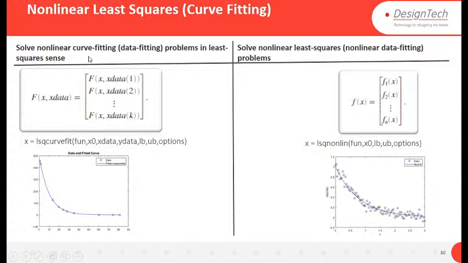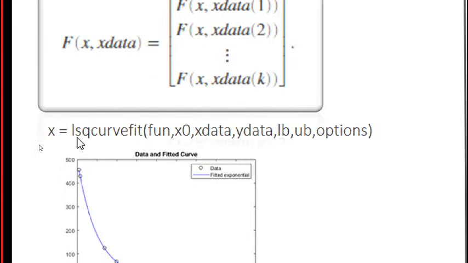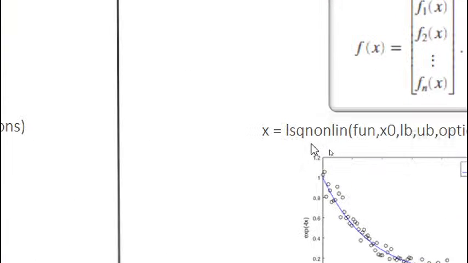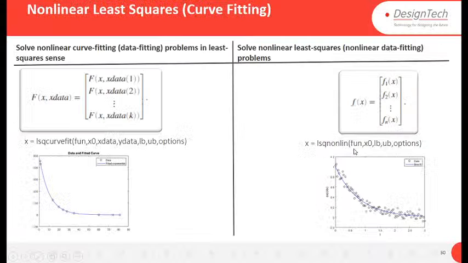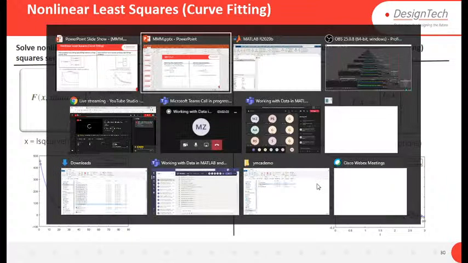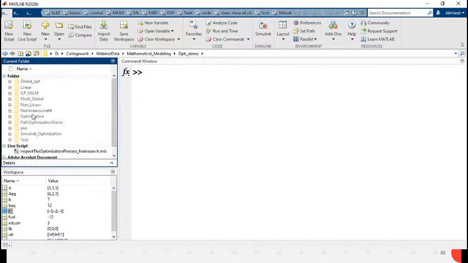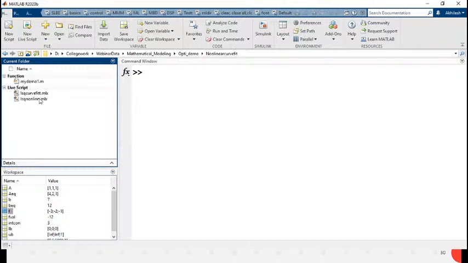So this is the nonlinear curve fitting, that is called data fitting, and it is called the nonlinear data fitting. So two ways. This is the objective function, which we write like this. Okay. So in this case, we use nonlinear least square method curve fit. Here you use least square method nonlinear fit. Okay. So two ways we can do it. So I am switching here. Let's see the first one.